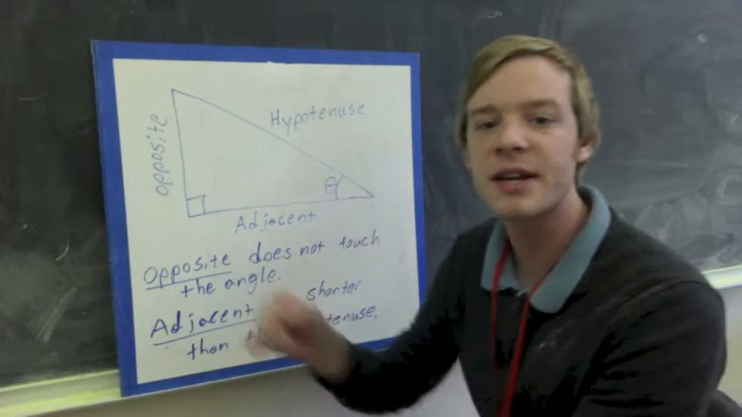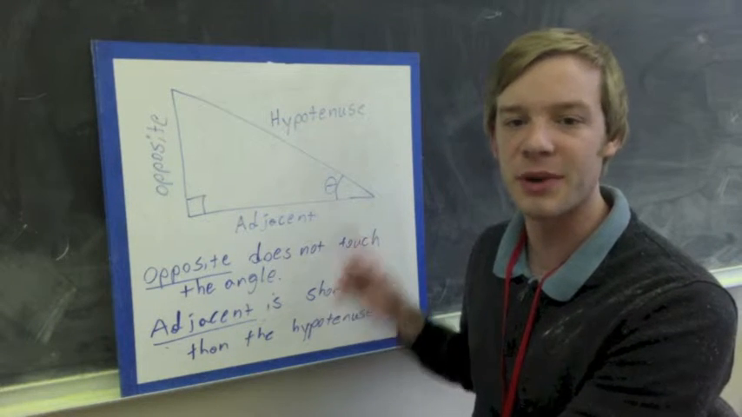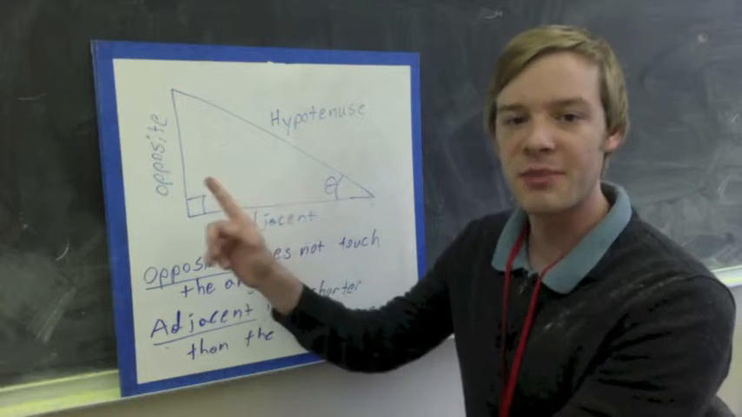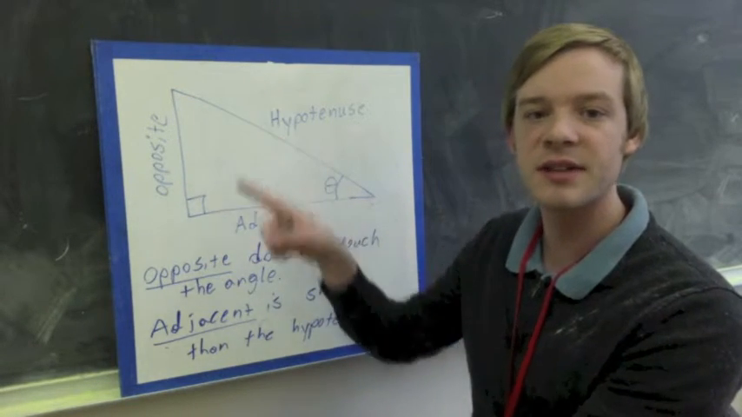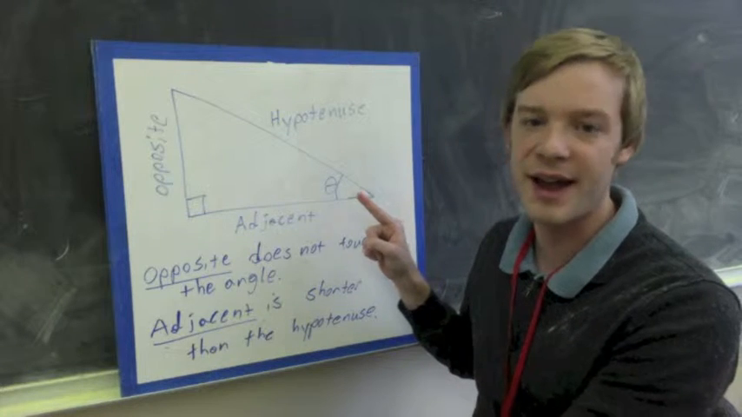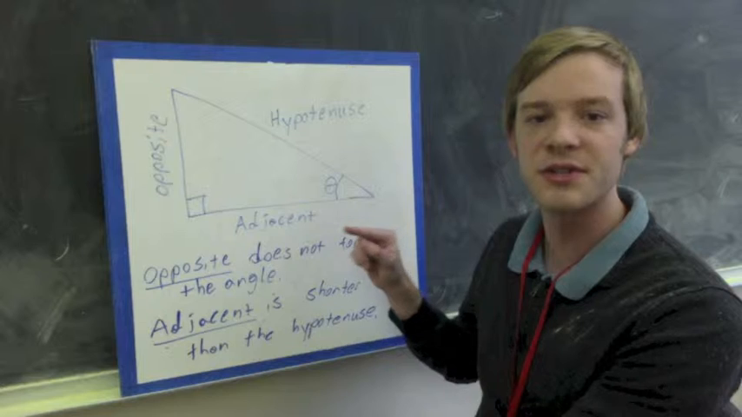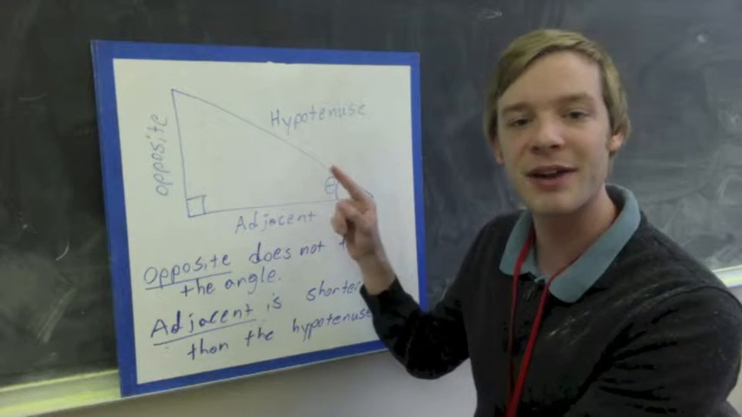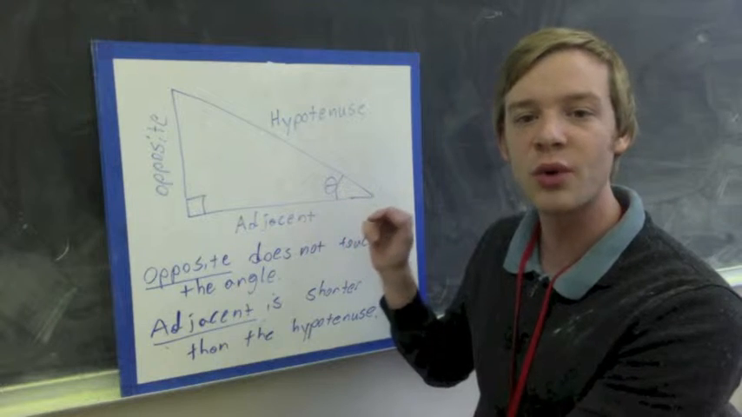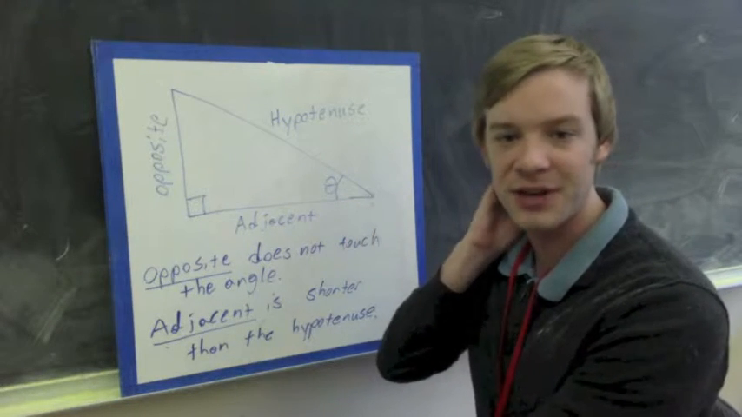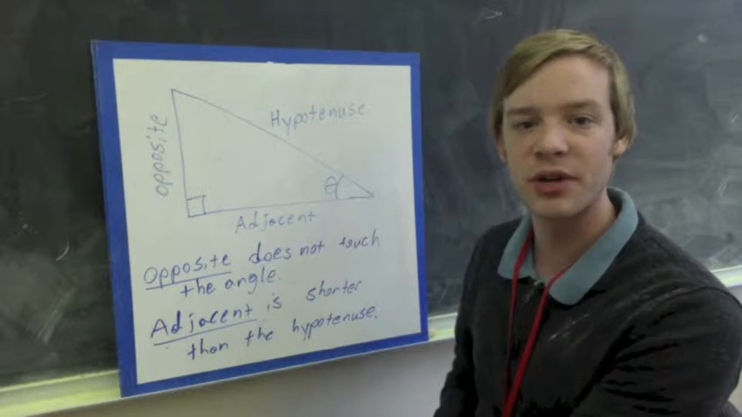The opposite side is always the side that does not touch the angle that we're talking about. So if our angle is over here, the opposite side is going to be across on the other side. This side does not touch this angle that I have here. You see we've got two sides that do touch this angle. This is the adjacent side and the hypotenuse. And the way you distinguish between them is the adjacent side is always shorter than the hypotenuse. The hypotenuse has to be the longest side, and it's always going to touch the angle we're looking at.